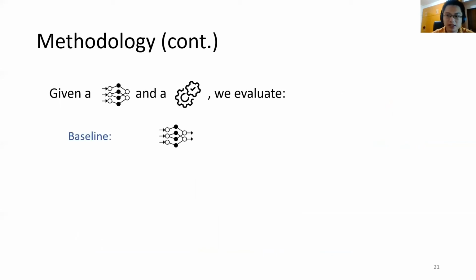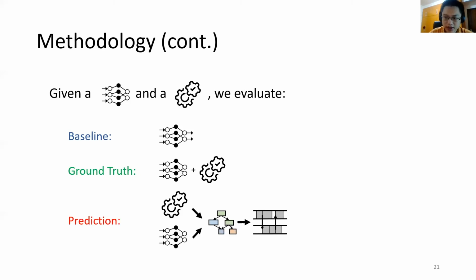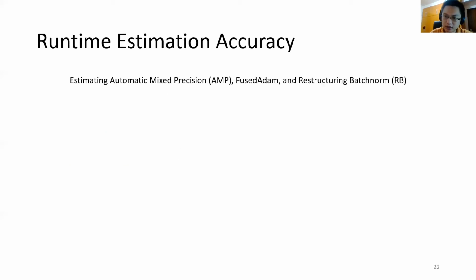The first is a baseline, showing the iteration time of just running the workload. Second is the ground truth, showing the iteration time after applying the optimization to the workload. And third is the prediction, showing Daydream's estimation of the optimization.